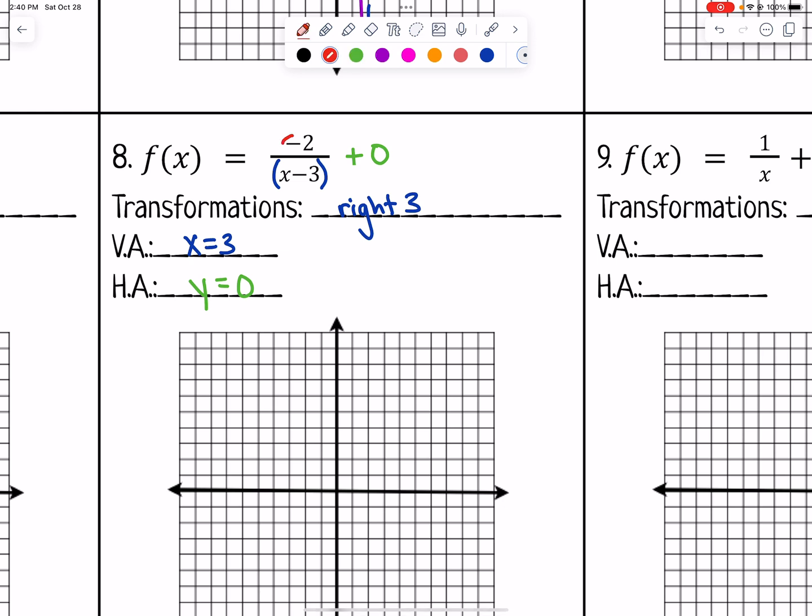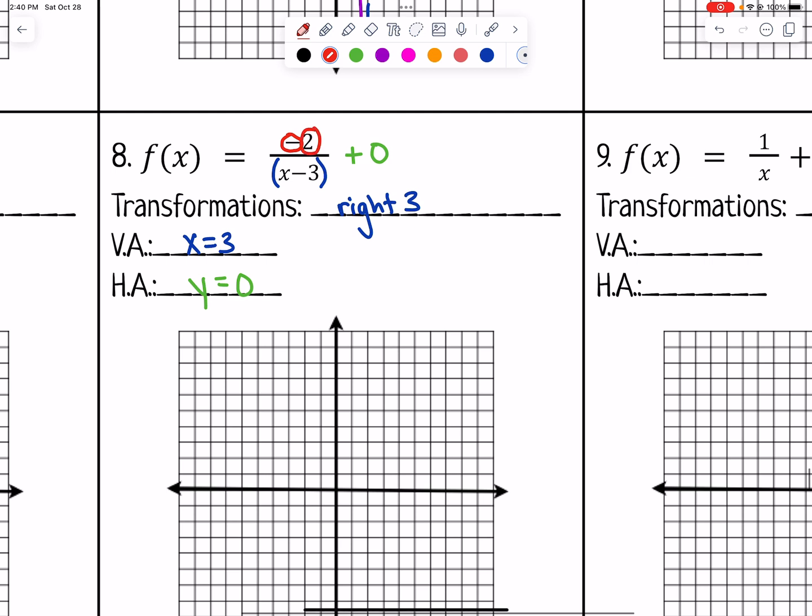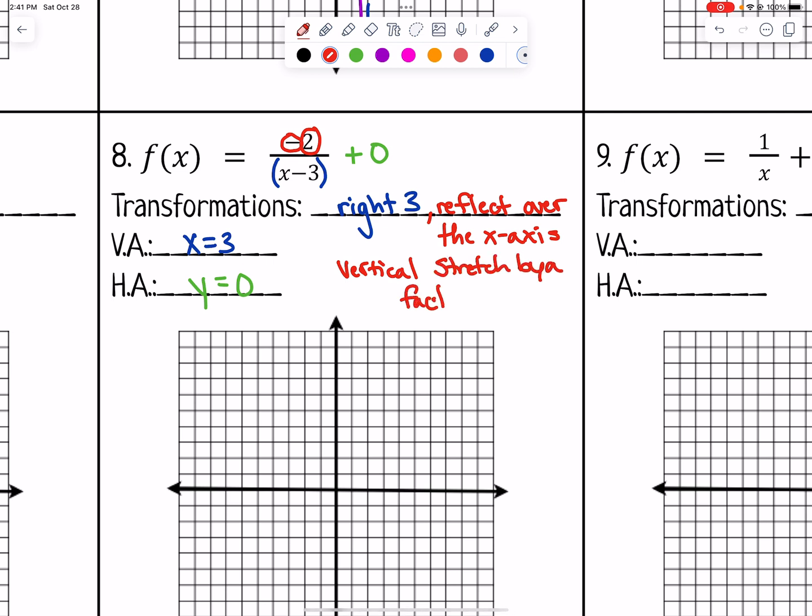Our a value is negative 2, which are two different transformations. They both deal with the same number, so I know that gets confusing. But it's going to reflect over the x-axis because it's negative, but it's also going to have a vertical stretch of 2 because it's greater than 1. So let's write vertical stretch by a factor of 2.